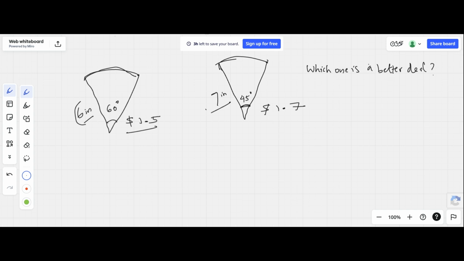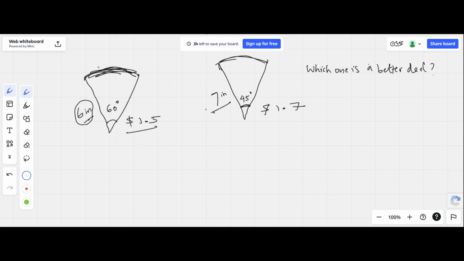If you are going to compare the radius, this is 6 and this is 7. But the problem is that if you just compare the radius, you are only measuring the straight edge of the slice. But let's say you compare the arc length. Will it be correct? No. Why? Because when you just measure the arc length, you are only measuring the crust.